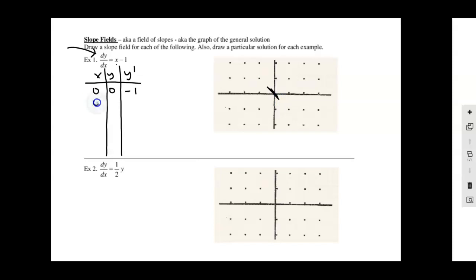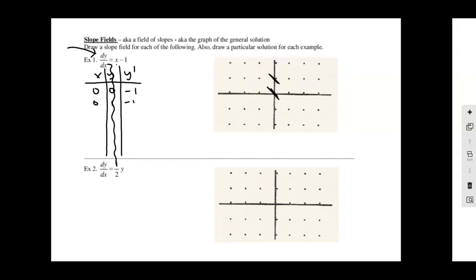Let's do the point right above it, which would be the point (0, 1). Now remember, the x value is the only thing that matters. There are no y's in my differential equation, so this y coordinate doesn't make any difference. If I plug in that point, the x value is still 0. 0 minus 1 is still negative 1, so the slope at that point is still negative 1. Those two points both have the same slope. The fact that their y values are different doesn't matter, because your differential equation is only based on x.